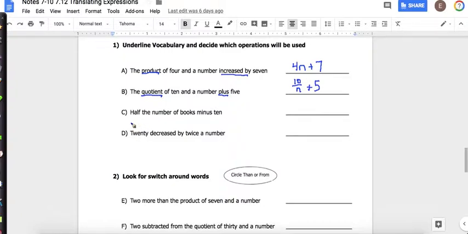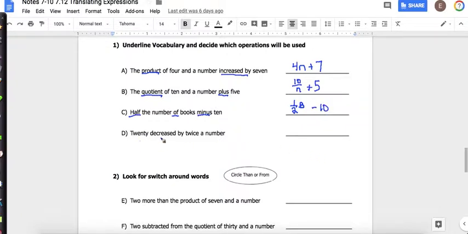Okay, example C. Half the number of books minus 10. So there's that "of" word. So half the number of books. We're going to use the letter B and make sure the B is kind of in the middle, not on the bottom. Minus 10.